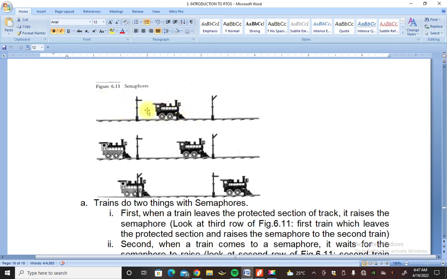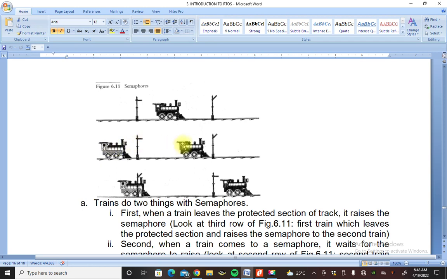Whenever the first train crosses this particular signal, it will open this particular signal and then it will close this particular signal. Say for example, when this train is moving here, if the second train comes, this will never allow the second train to collide with the first train, because the signal is blocked. So let us say this is the goods train and this is the express train. The express train will come fast and hit the goods train.